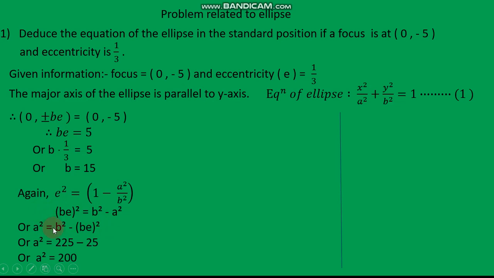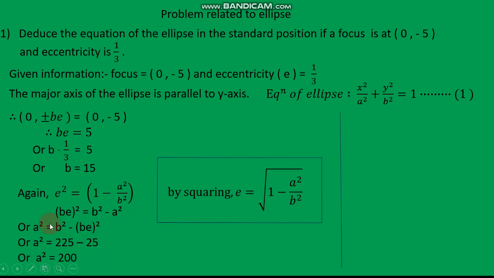So a square equal to b square minus b e whole square. Look at here how it is possible. By squaring e equal to root over 1 minus a square by b square, you will get this result. This is a formula to get the eccentricity, and we divide a square by b square, where twice b is the major axis.